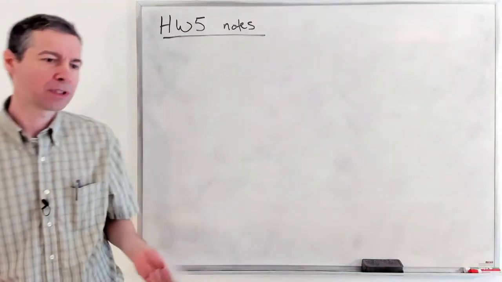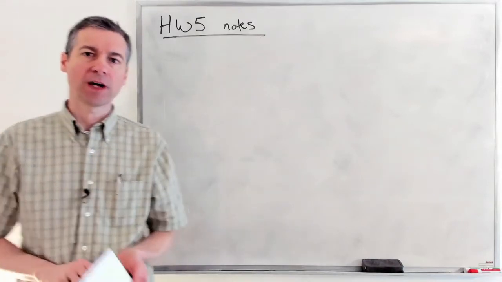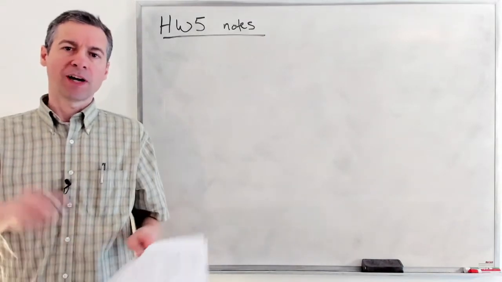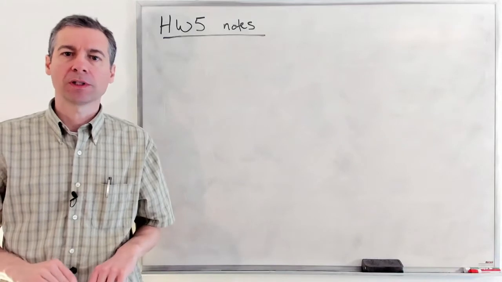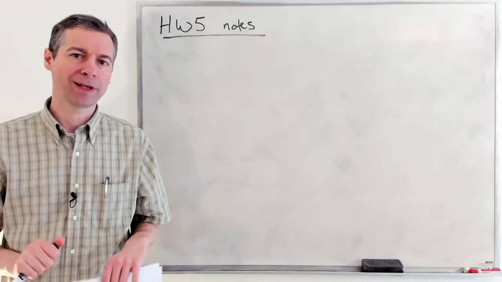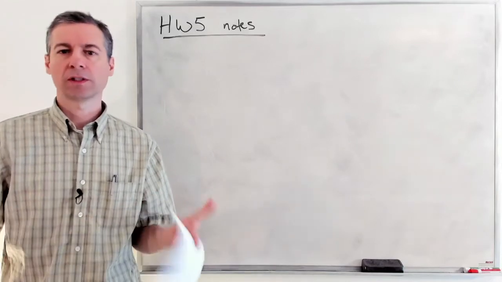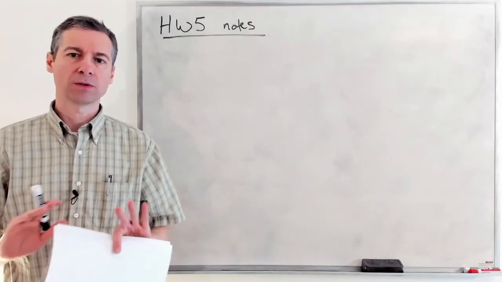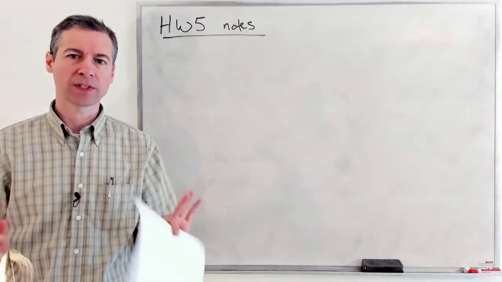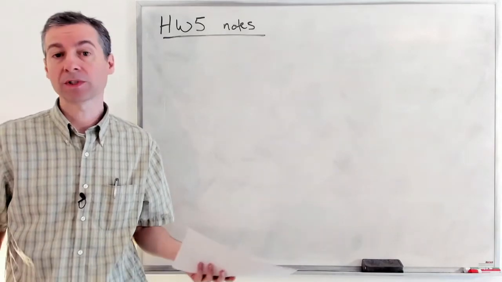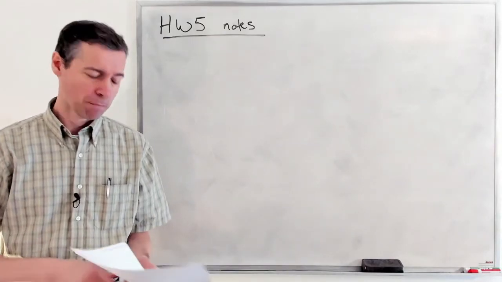Hello. I wanted to make some notes about homework 5 as people are working on it. I've peeked at some of the work that people are committing to GitHub, and there are some things that I see that I just want to clear up for everyone so that there is no doubt about what is the right thing to be doing, or what are some of the mistakes you could be making.